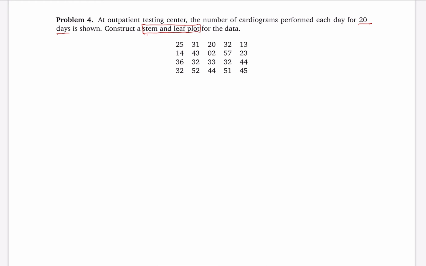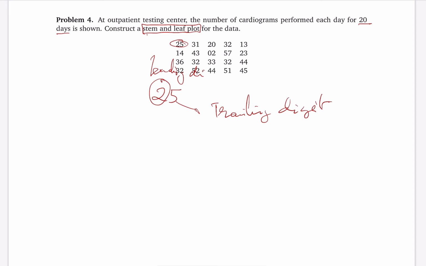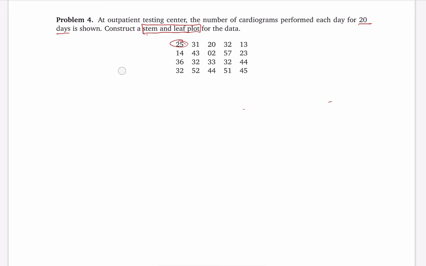Okay, so first of all, they ask you to construct a stem and leaf graph. What does it mean, stem and leaf graph? It's about the digits, the leading digit and the trailing digit. So if you have a two-digit number, like 25, for example, the first one is called the leading digit, and the second one is called the trailing digit. I will go over it with you, so bear with me.